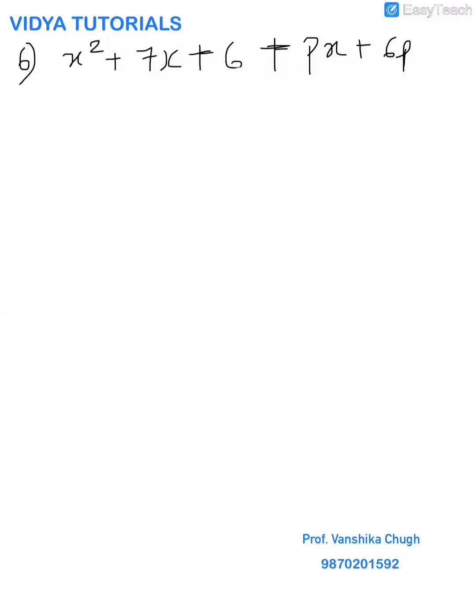Hello students, we'll be doing solved example 6 of factorization. So here I've copied down the first sub question. So let me see, x square plus 7x plus 6 plus px plus 6p. As I told you, first thing you will try to do is remove common. I can see a p common in these two terms. So let me begin.